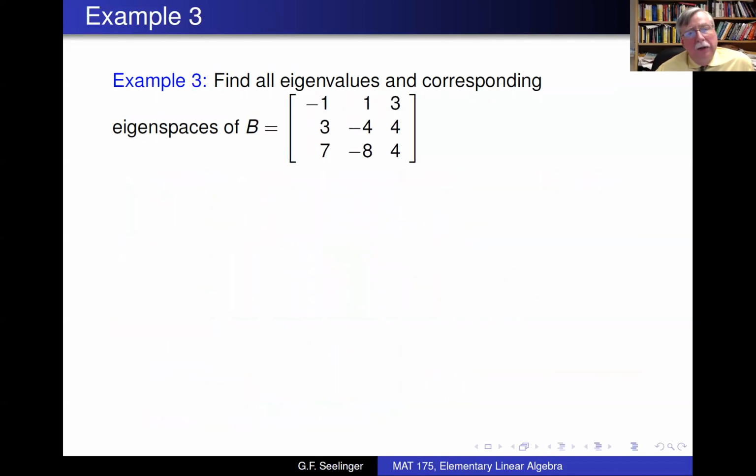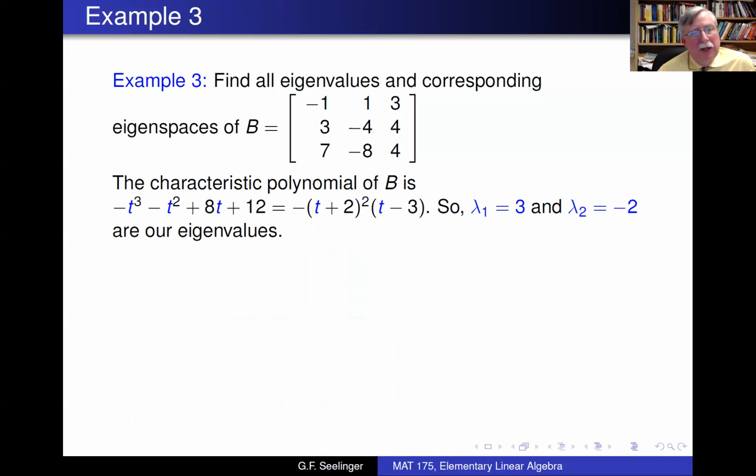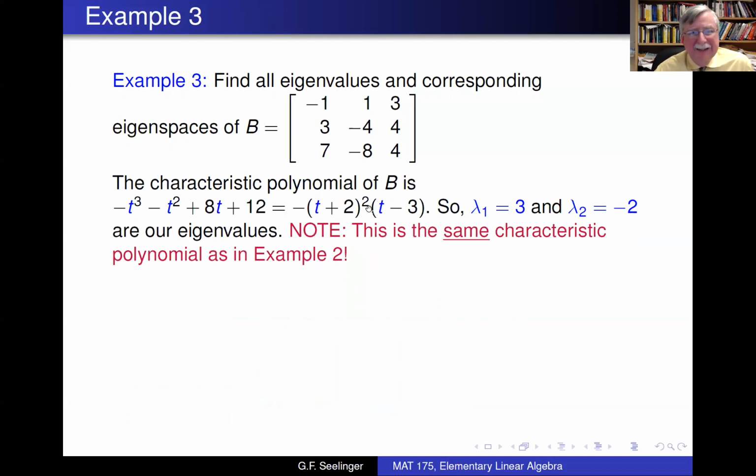Now I wanted to take a look at this other example. So examples 2 and 3 are going to be important. And I mentioned this example at the end of class on Monday. So let's go ahead and take a look at this. When I find its characteristic polynomial, I get, again, this t plus 2 factor squared. In fact, this is the exact same characteristic polynomial as in example 2.